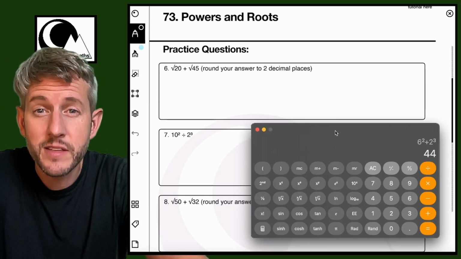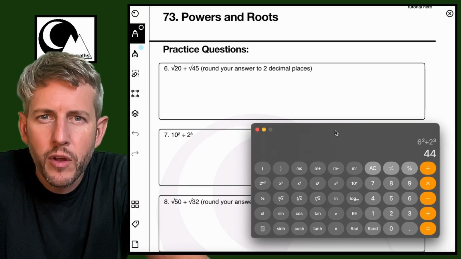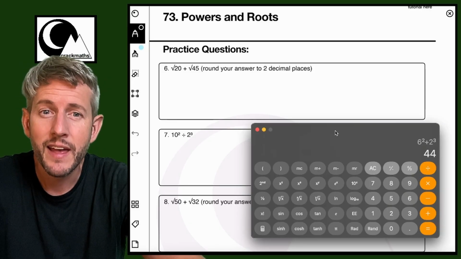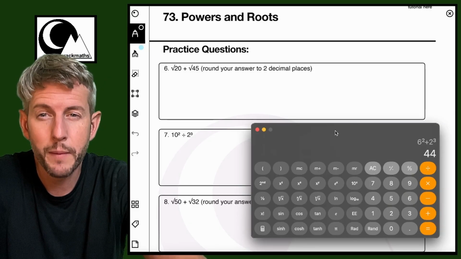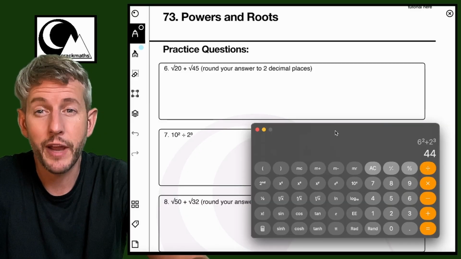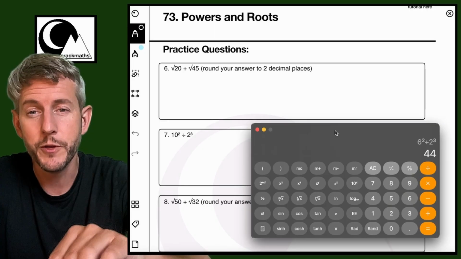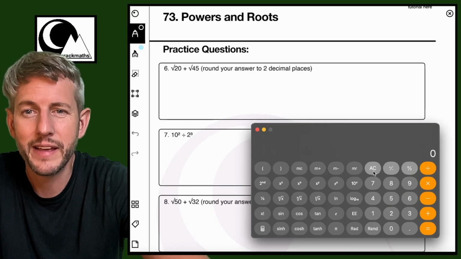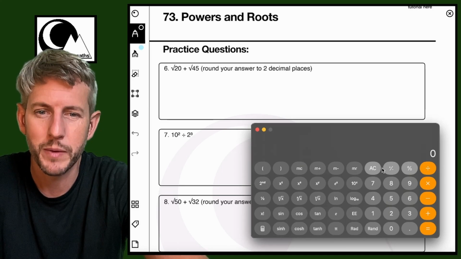So this question says 6 root 20 plus root 45. Round your answer to 2 decimal places. Okay. Yes, neither of these, 20 or 45, are square numbers. So neither of them are going to have nice square roots. So what we're going to do is just type all of this straight into the calculator, write down the answer, and then we'll round that answer to 2 decimal places.